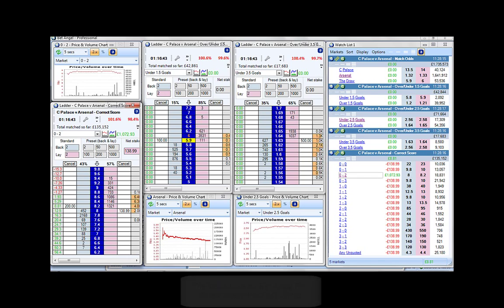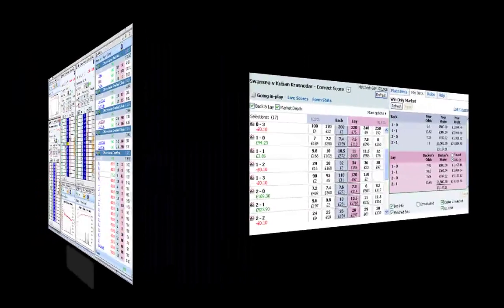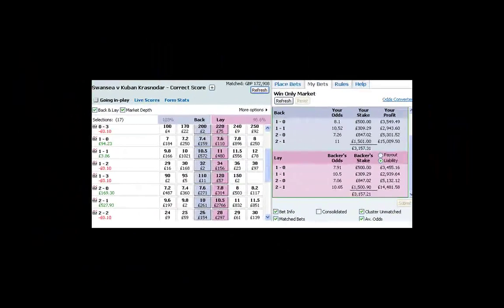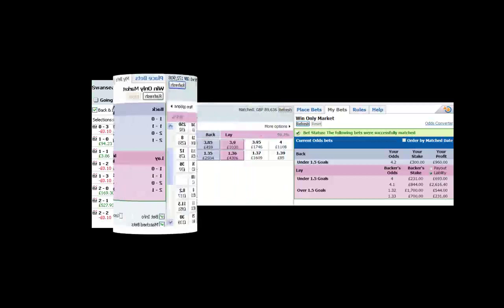I'm just going to show you a few screenshots here. That's my BetAngel setup, and these are various screenshots that members have kindly sent in and posted.